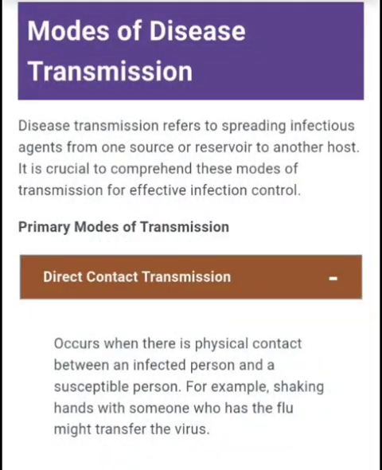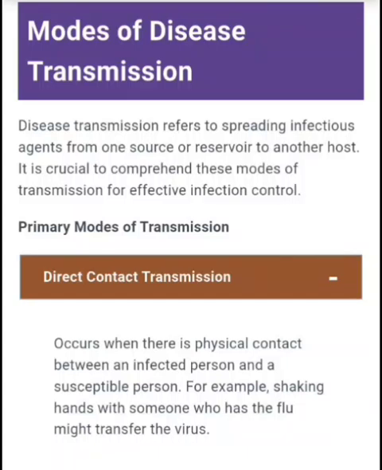Modes of disease transmission. Disease transmission refers to spreading infectious agents from one source or reservoir to another host. It is crucial to comprehend these modes of transmission for infection control. The primary modes of transmission include: 1. Direct contact transmission. This occurs when there is physical contact between an infected person and a susceptible person. For example, shaking hands with someone who has the flu might transfer the virus.